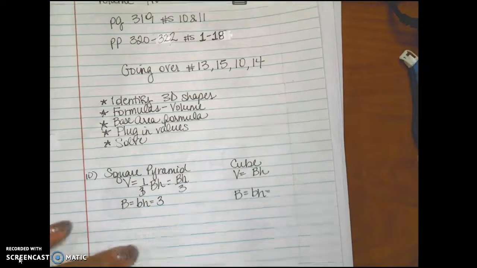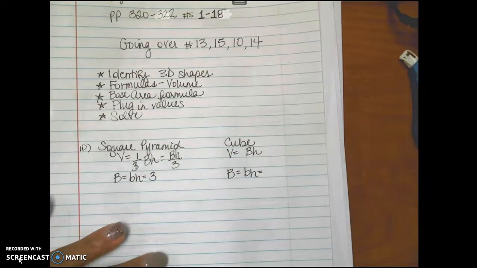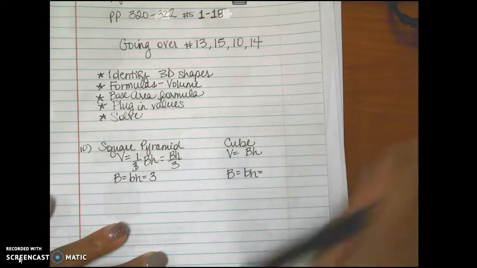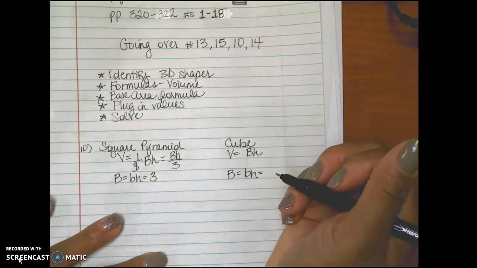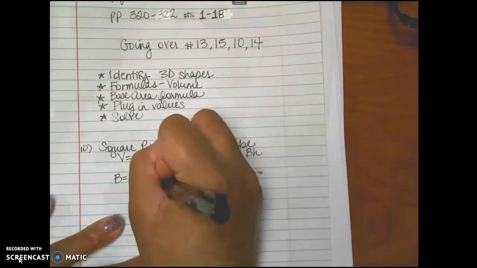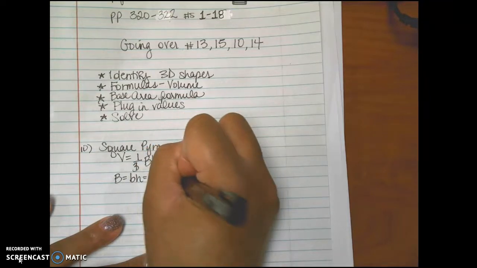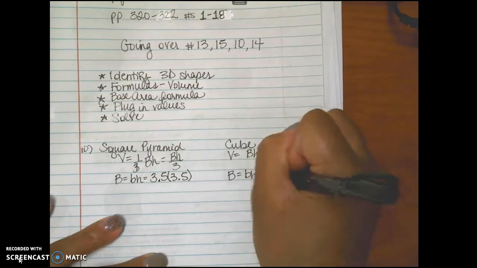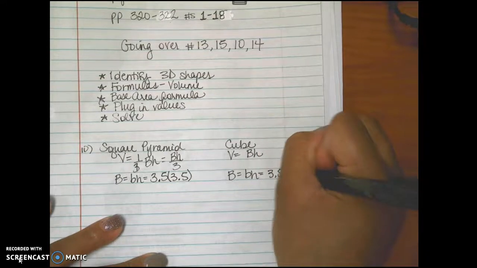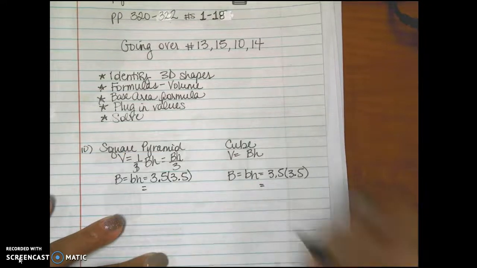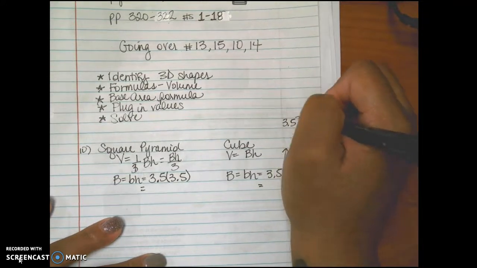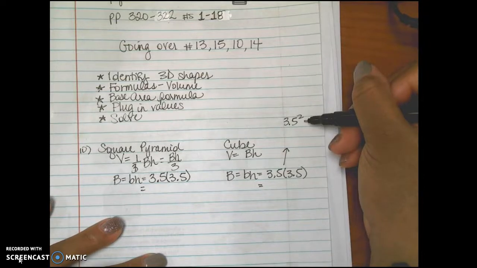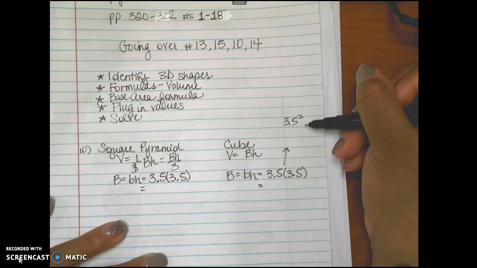What do I want you to do with the 3.5? It's a fraction, but what do I really like working with instead? Decimals. So what is 3.5 as a decimal? 3.5. So 3.5 times 3.5 equals. This is the same thing as 3.5 squared because it's a square. Do you get it?